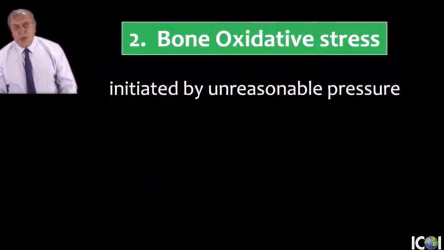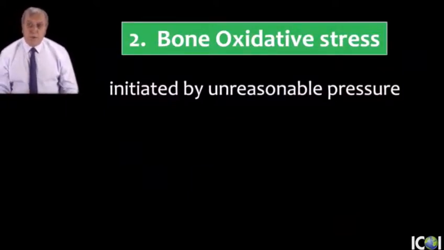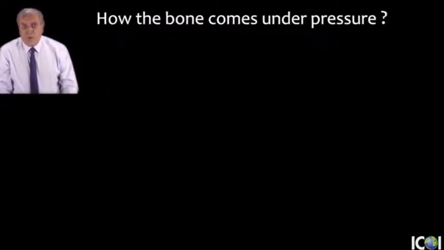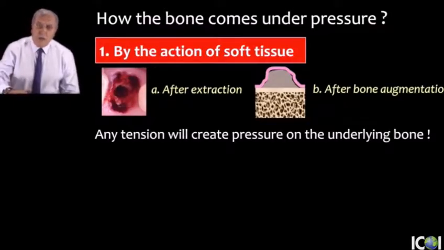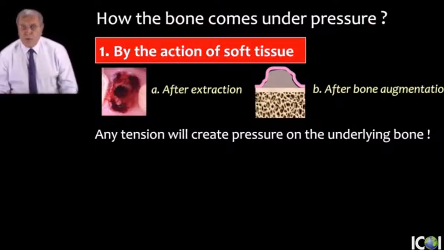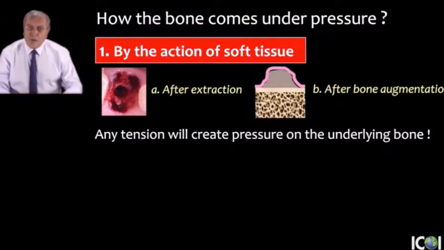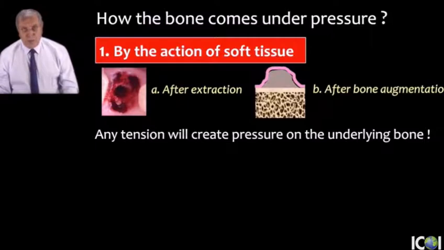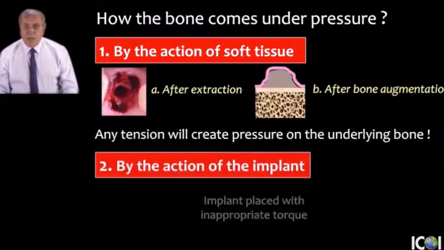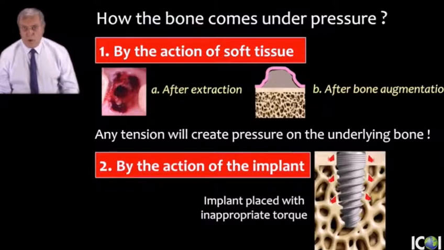What about the bone oxidation? Again, it's initiated by unreasonable pressure. How does the bone come under pressure? We know who is making pressure. The soft tissue, because after extraction or after bone augmentation, when the tissue is stretched, it presses the underlying bone. But we have also another enemy, which is the implant. When we place the implant with an inappropriate torque, we will create high pressure.